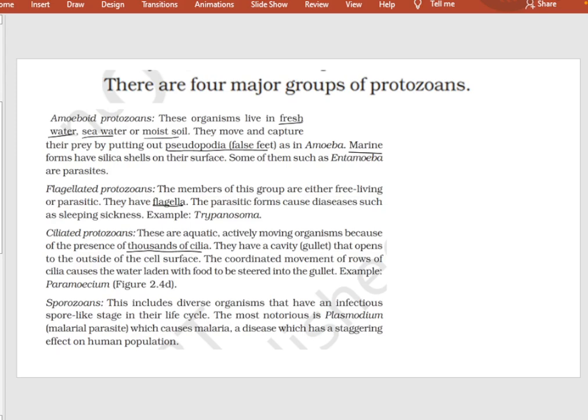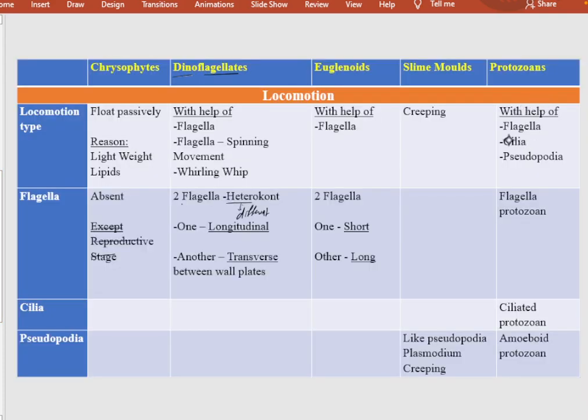This is about locomotion in protozoans. So what is the concept here? They are moving with the help of flagella, cilia and pseudopodia. Here flagella is present. Here it is absent, an exception, but in the reproductive stage it may be present. Just for your information. Here flagella is there. Most of them have two flagella. Most, not all.